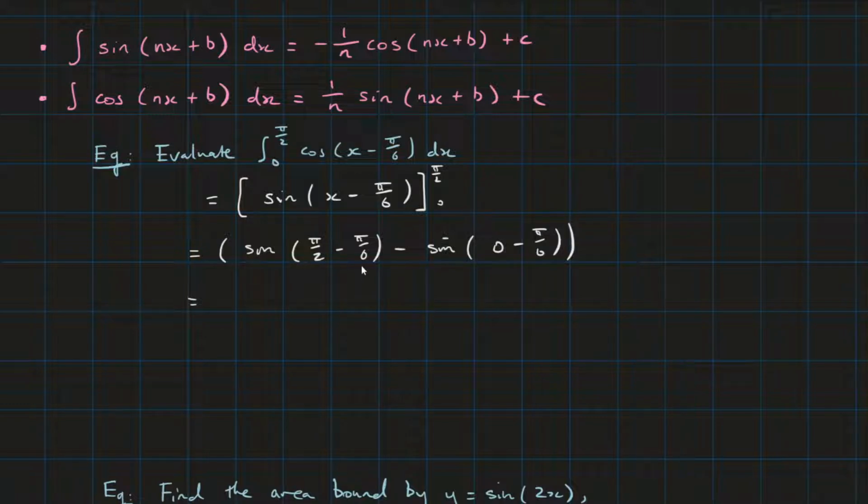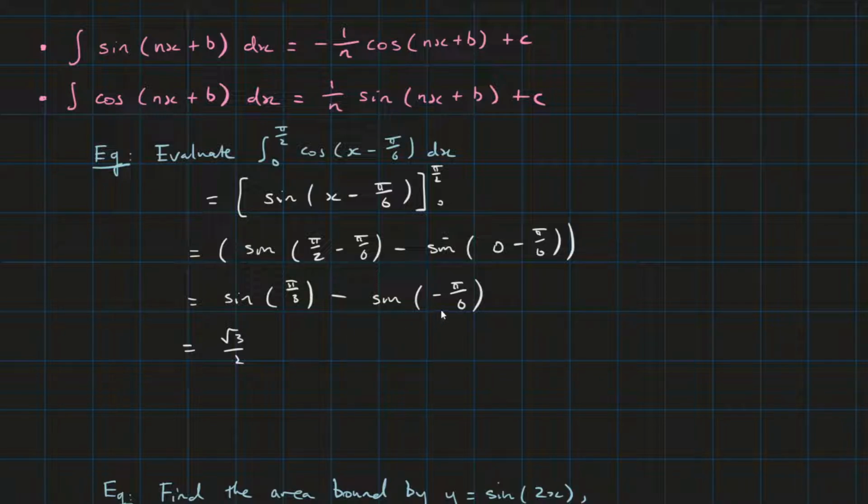Now sine of pi on 2 minus pi on 6, pi on 2 minus pi on 6 is pi on 3. We could do that on paper by making the denominators the same. So it'll be sine of pi on 3 minus sine of 0 minus pi on 6. That simply becomes negative pi on 6. Sine of pi on 3, we should memorize our sine, cos, and tan exact values in between 0 and pi on 2. Sine of pi on 3 is square root of 3 over 2.